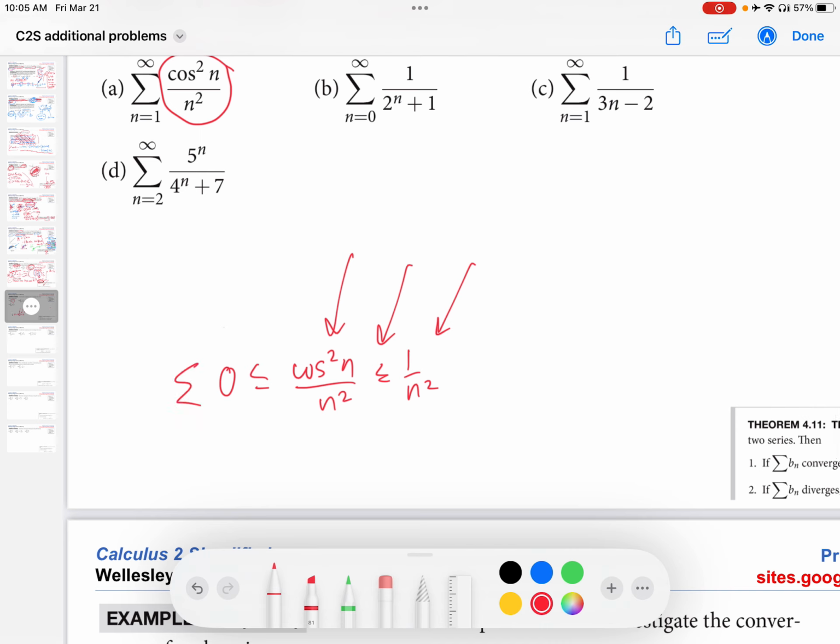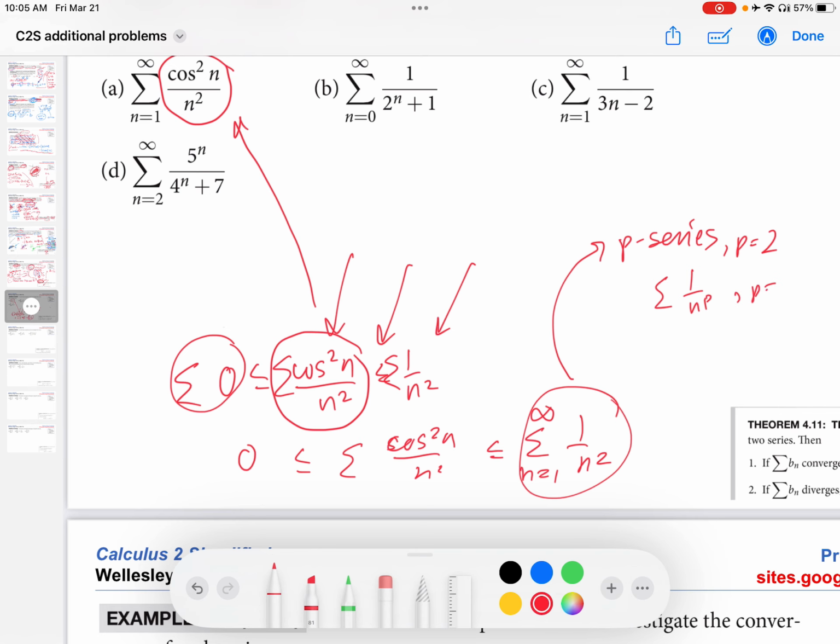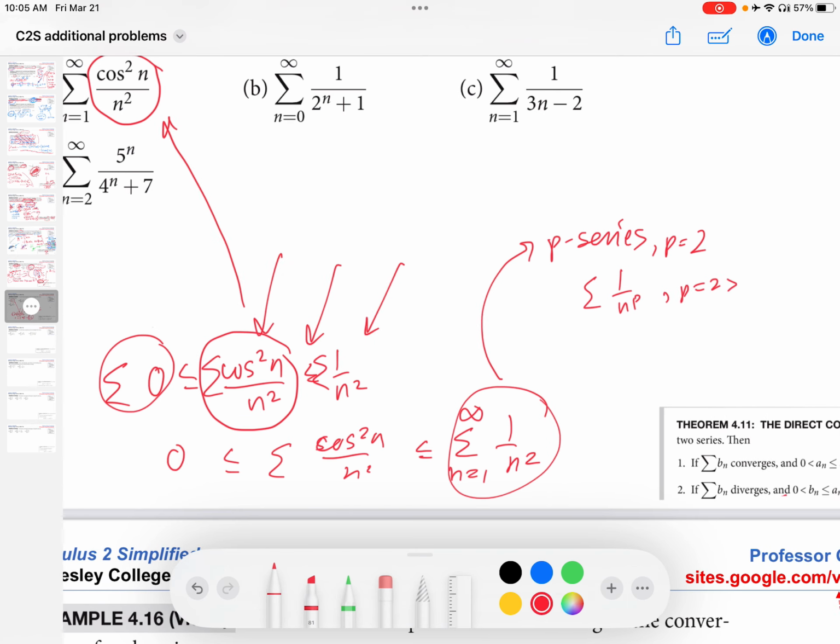Now if I look at adding up all these terms, the thing in the middle is the series I'm looking at. The thing on the left-hand side is 0. And on the right-hand side, I have the sum from n equals 1 to infinity of 1 over n squared. Hey, that's something you might recognize. That is an example of a p-series, where p equals 2. Remember, p-series have the form 1 over n to the p, and in this case p equals 2. Because 2 is bigger than 1, we know that this p-series converges from our p-series theorem.